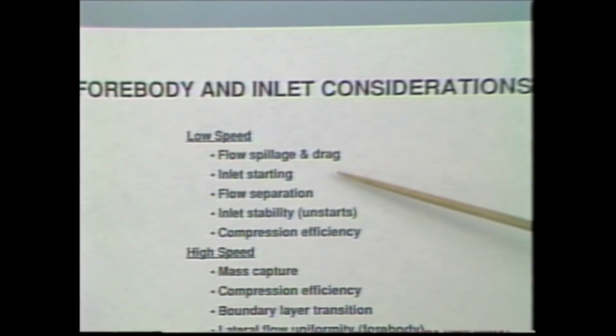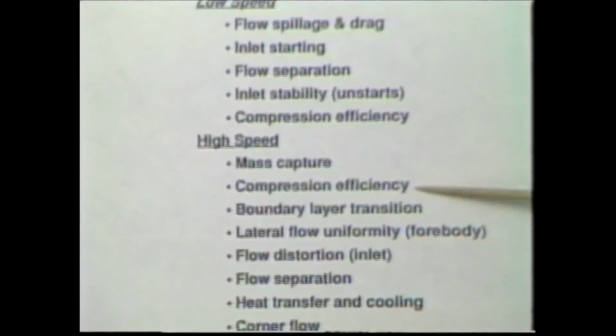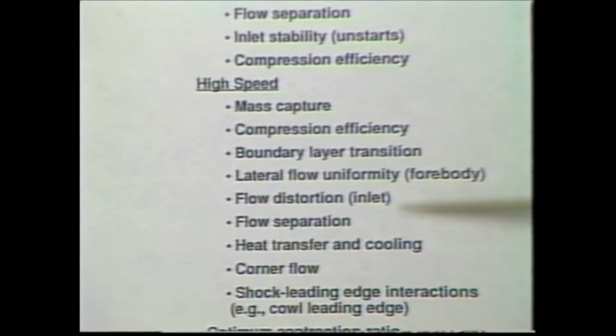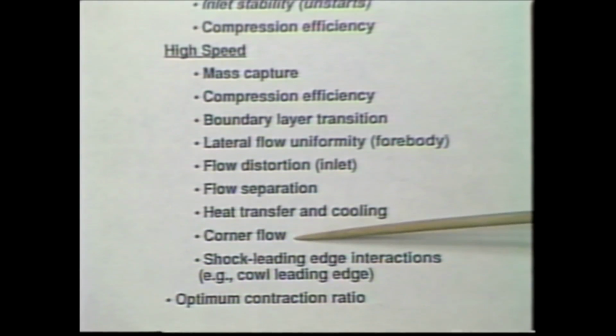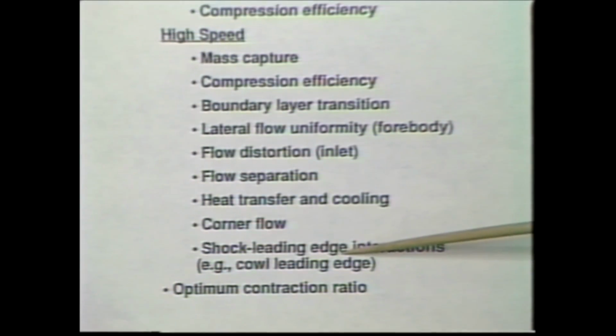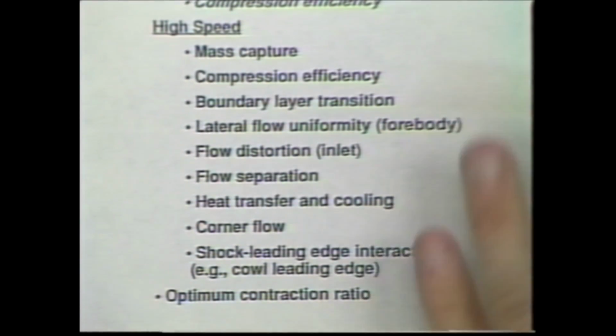Forebody and inlet considerations versus Mach number. We've talked about low speed. High speed is mass capture, compression efficiency, boundary layer transition, uniformity. We've talked about flow separations, corner flows, leading edge heating, which Dr. Lewis talked about, and the contraction ratio that's optimum to operate at.